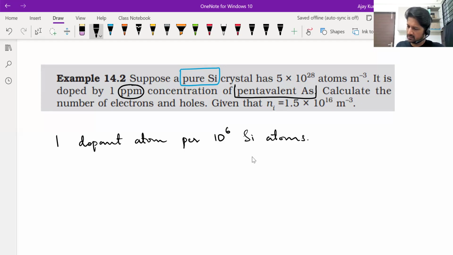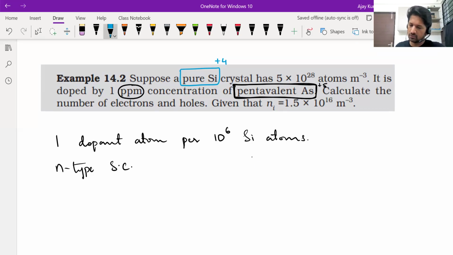If you dope with pentavalent, what kind of semiconductor does it become? P type or N type? Silicon valency is 4. Pentavalent valency will be 5, means it has more valence electrons. So you are introducing extra electrons. Electrons are negatively charged, then it becomes an N type semiconductor. So when you dope with pentavalent arsenic, you are increasing the electron concentration. That's fine, but it will automatically decrease the hole concentration that is already existing.